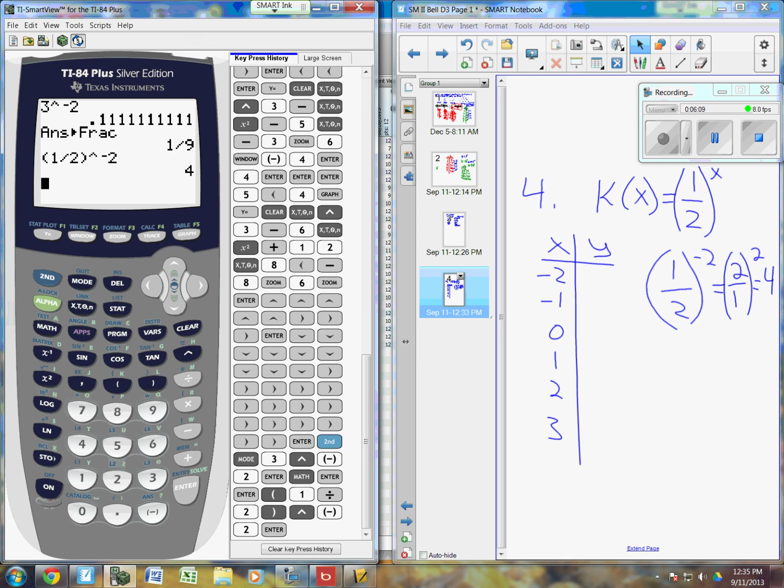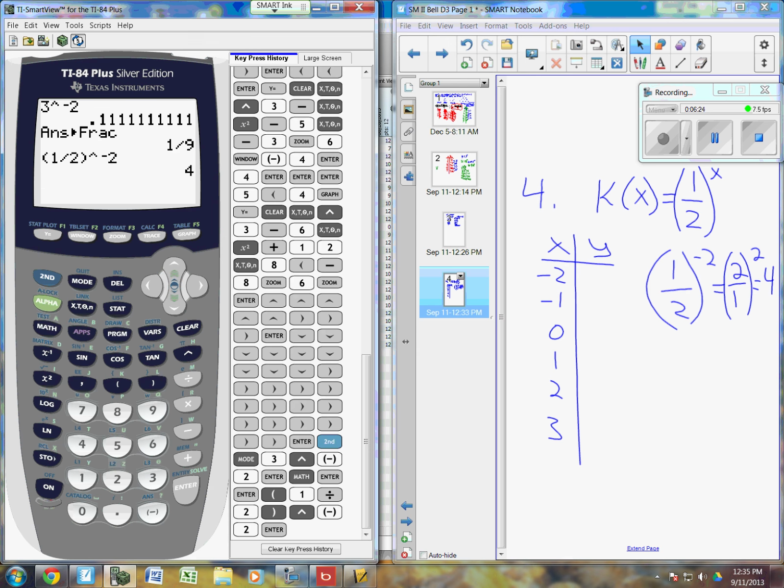Now, here's the deal, you guys. I don't care if you use the calculator on some of these, but you need to think about the process here, because if you don't know your rules of exponents, when we start doing this with variables, you're going to be really confused, okay?